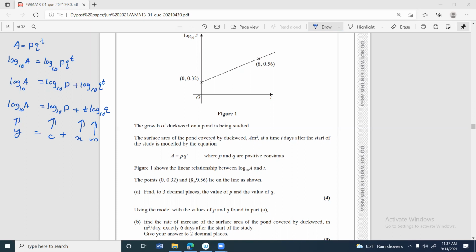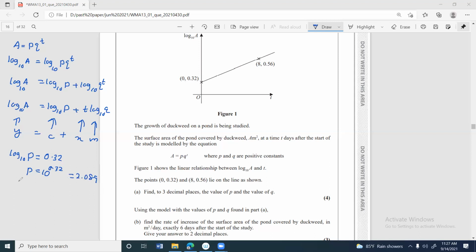The point 0, 0.32 and 8, 0.56 lie on the line as shown over here. Find the values of p and q to 3 decimal places. So obviously we can say the y-intercept log 10 p is 0.32. Therefore p becomes 10 to the power 0.32. So we can obtain that answer, 10 to the power 0.32, is the answer for that. That is 2.089.